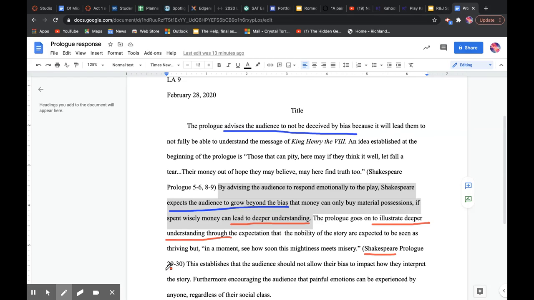Then I do my connection once again to my answer. So we have, this establishes that the audience should not allow their bias to impact how they interpret the story. Again, I'm making the connection about the bias. Furthermore, encouraging the audience that painful emotions can be experienced by anyone regardless of their social class.